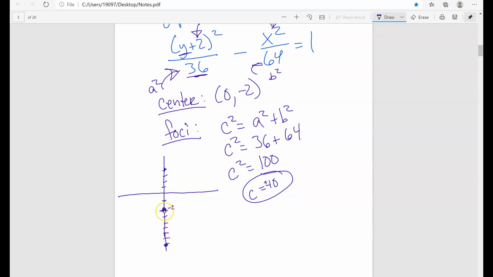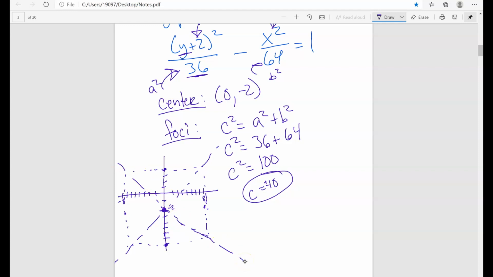In the x direction, you're going to go 8 units. So 1, 2, 3, 4, 5, 6, 7, 8. Okay. And then you're going to go 8 units back. 1, 2, 3, 4, 5, 6, 7, 8. So this way. And now you can see my box. Okay. So you're going to see this box. And we can go ahead and find the equation of the asymptotes very easily by drawing the diagonal.